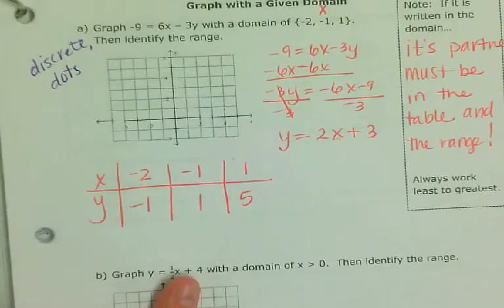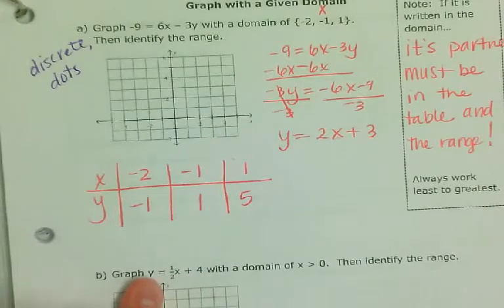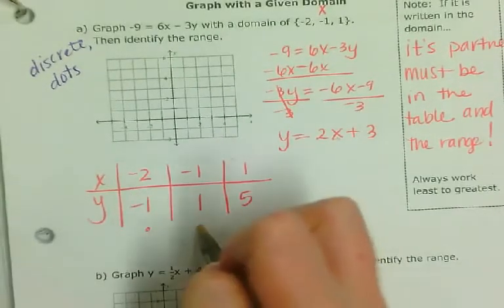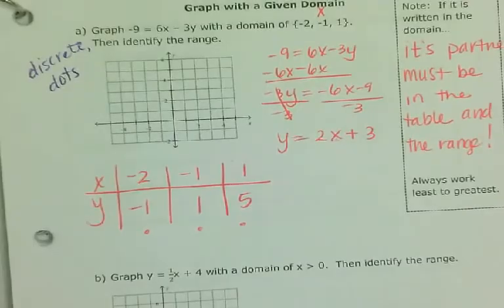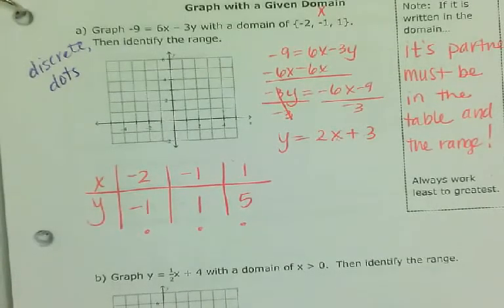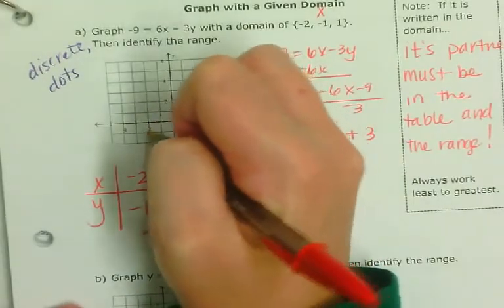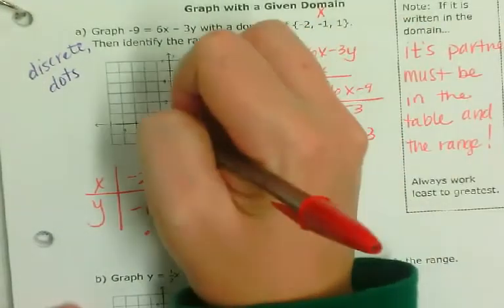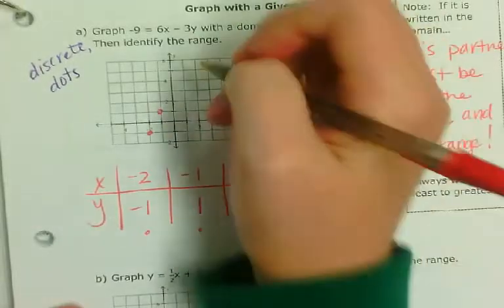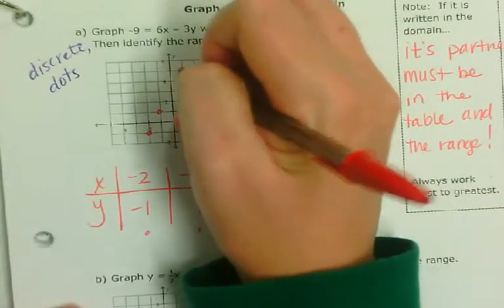Now this is going to look like dots, you told me, right? So this is a dot, this is a dot, this is a dot. That's what my graph is going to have, 3 individual dots. Not all of our graphs are going to look this way. So I'm going to go plot these points: -2, -1; -1, 1; and 1, 5.